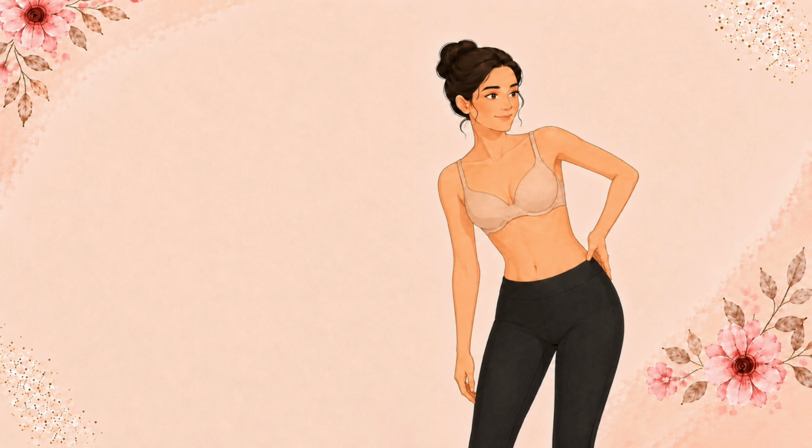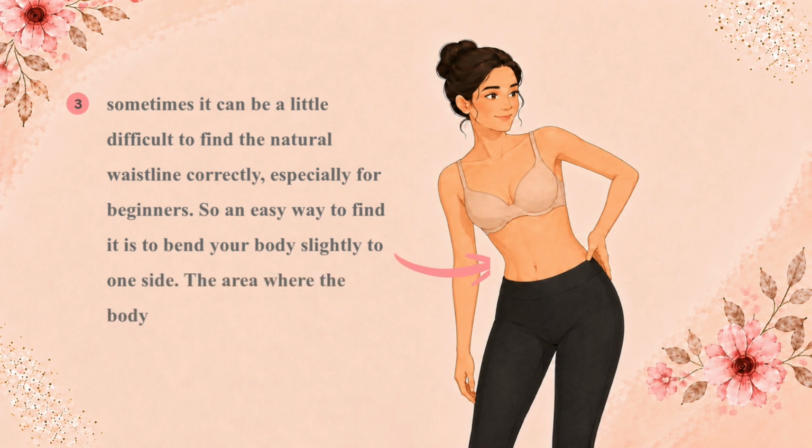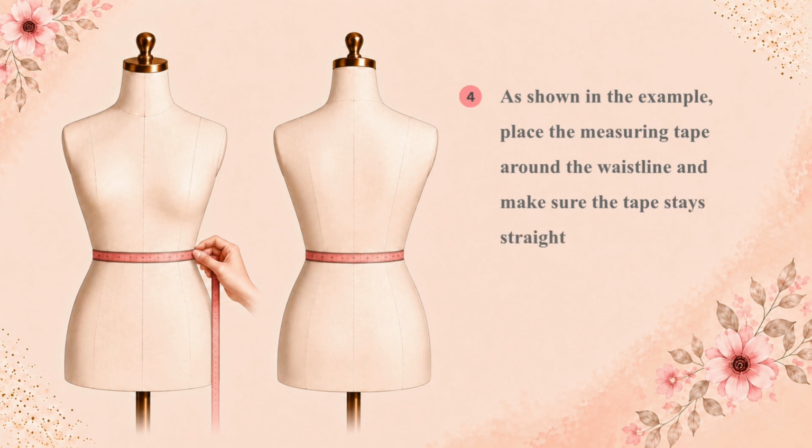Okay, sometimes it can be a little difficult to find the natural waistline correctly, especially for beginners. So an easy way to find it is to bend your body slightly to one side. The area where the body naturally folds is usually the natural waistline. As shown in the example, place the measuring tape around the waistline and make sure the tape stays straight and parallel to the floor all the way around the body.